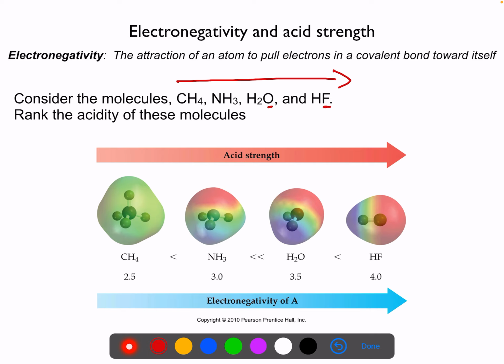So this is, again, one of our periodic trends. We talked about them in chapter 3. And so now we're seeing another one, acid strength. As you go left to right across the periodic table, acid strength increases because electronegativity increases, which is going to weaken the bond to that hydrogen.